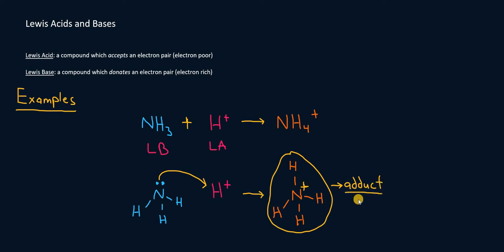So adduct is the term that we use for this product of a Lewis acid-base reaction, where the acid and the base are kind of smushed together and they form a new bond between the two of them. And this is called the adduct, although sometimes you'll also see it referred to as the acid-base adduct. But either way, it's called adduct.